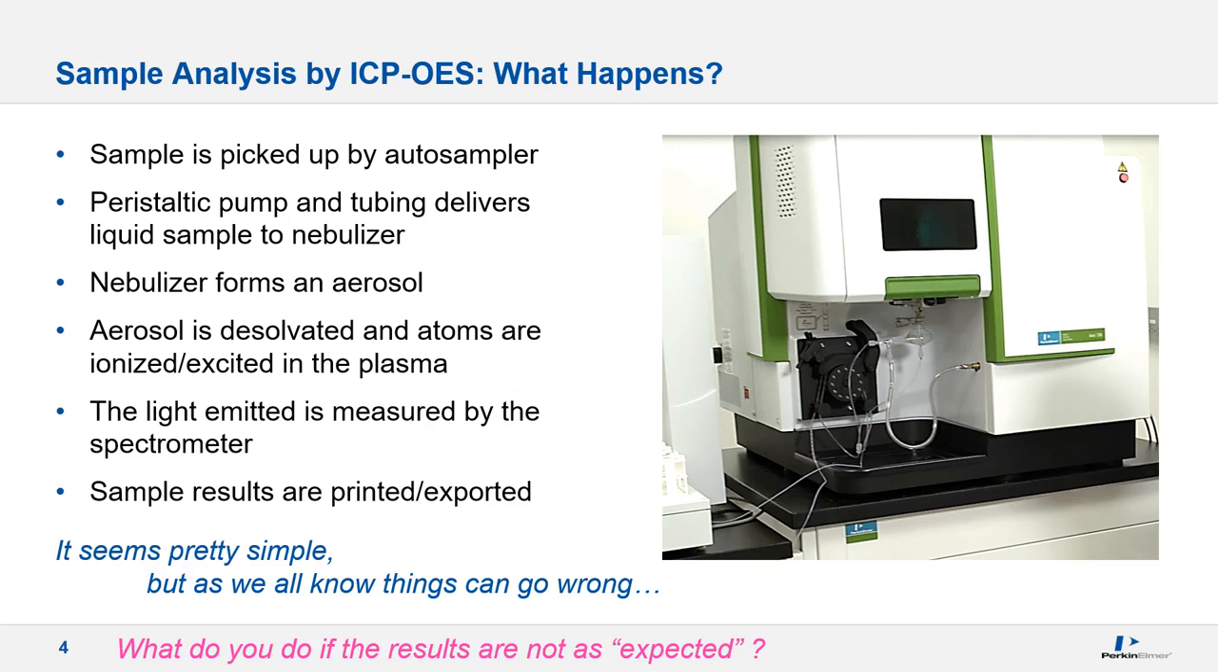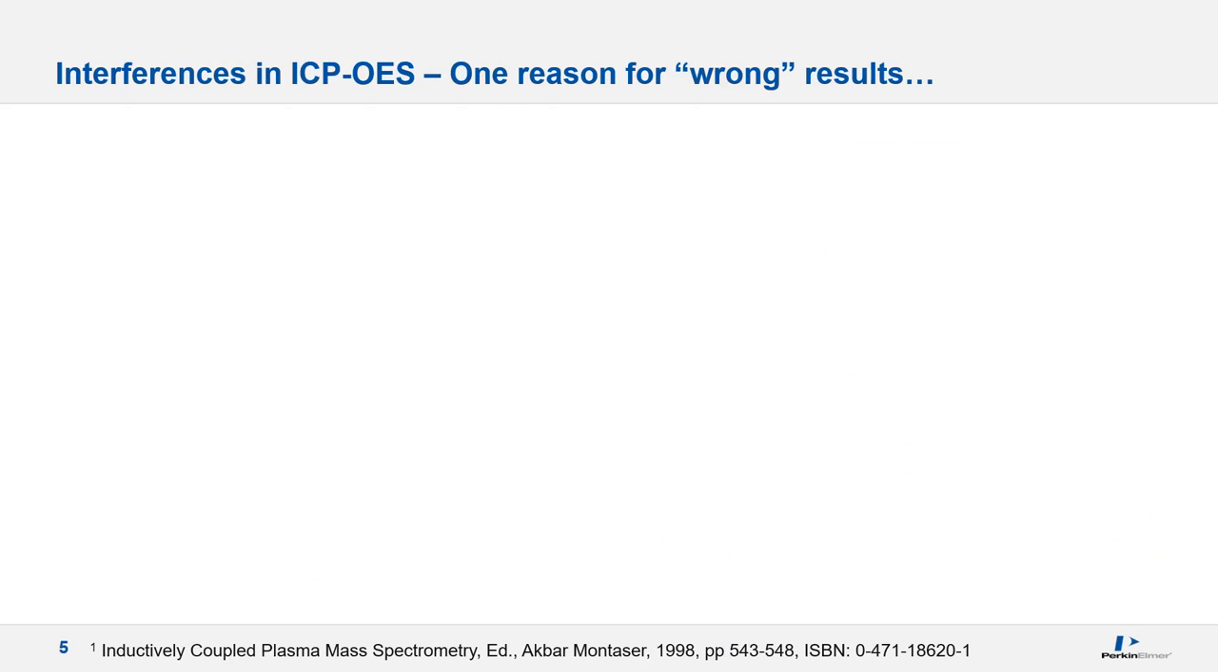As we all know, even though it seems rather simple, things can go wrong. So what do you do if things are not as expected, or you get different results than you expected? First of all, besides some obvious issues that can occur with sample delivery that you should take care of during your pre-startup checks and maintenance, let's talk about some common reasons for seemingly wrong results.